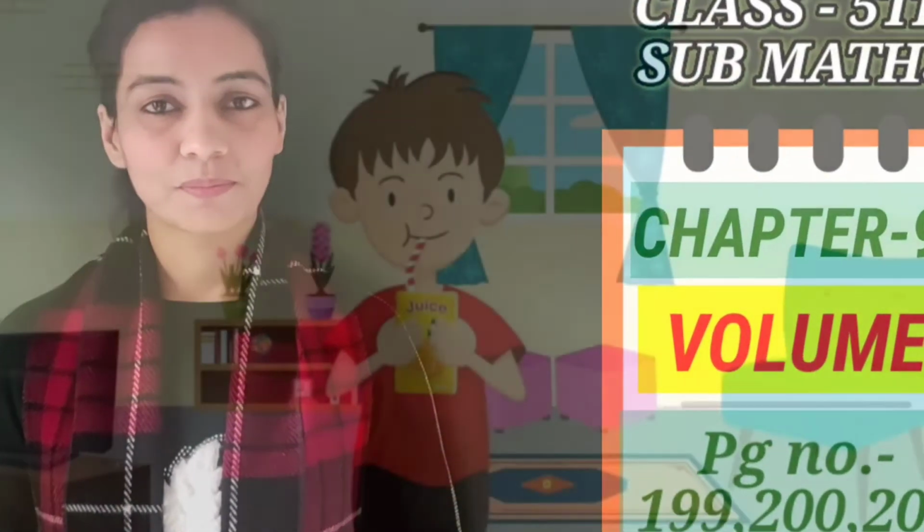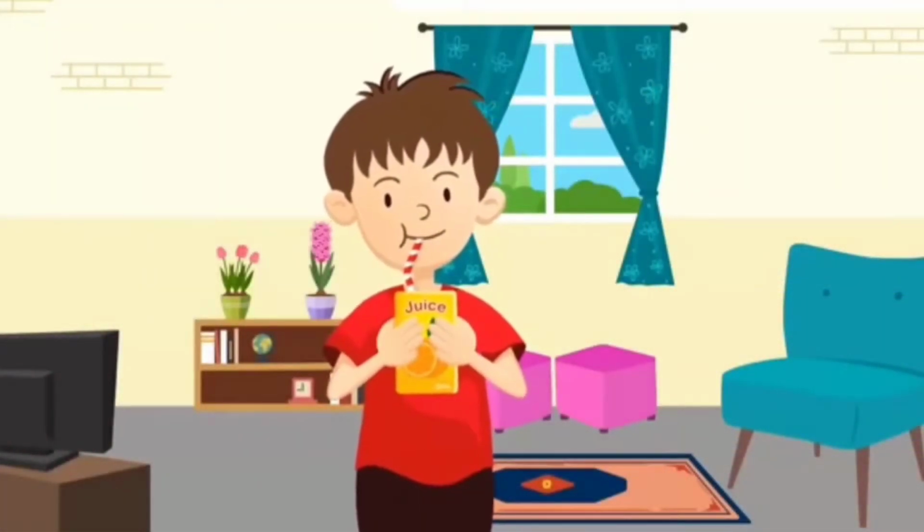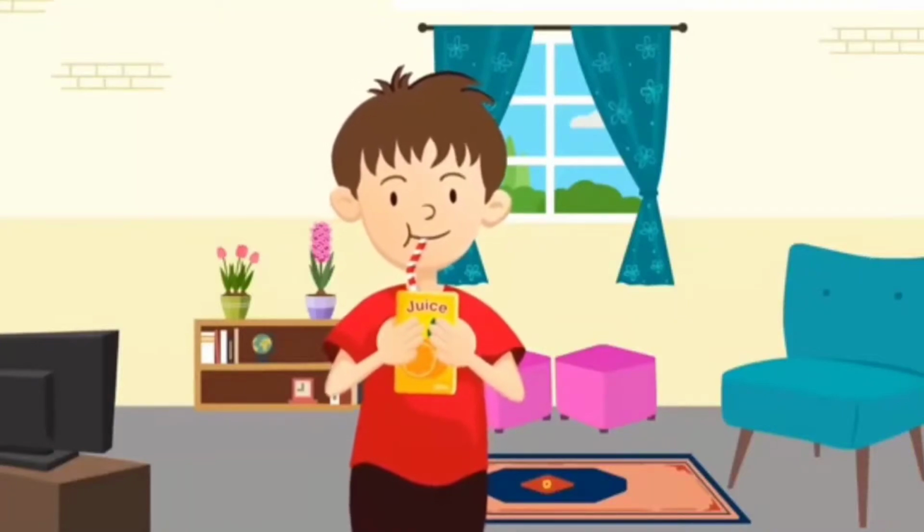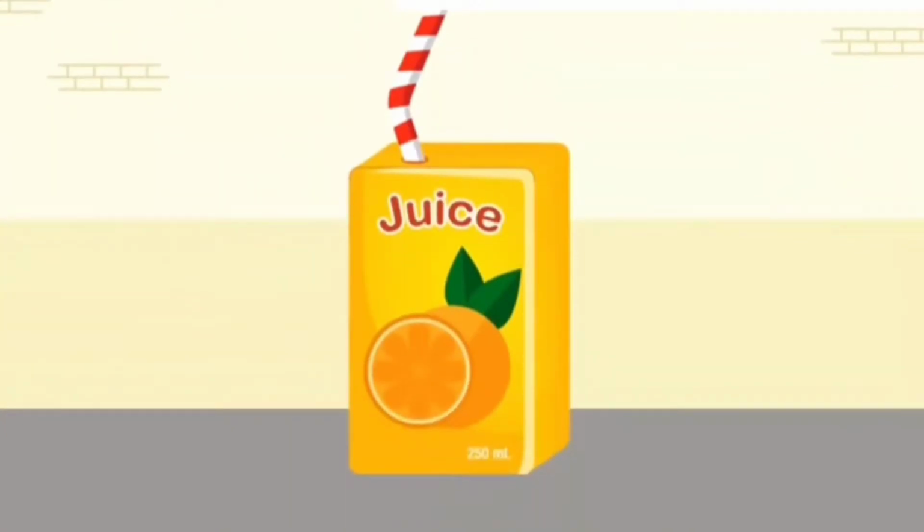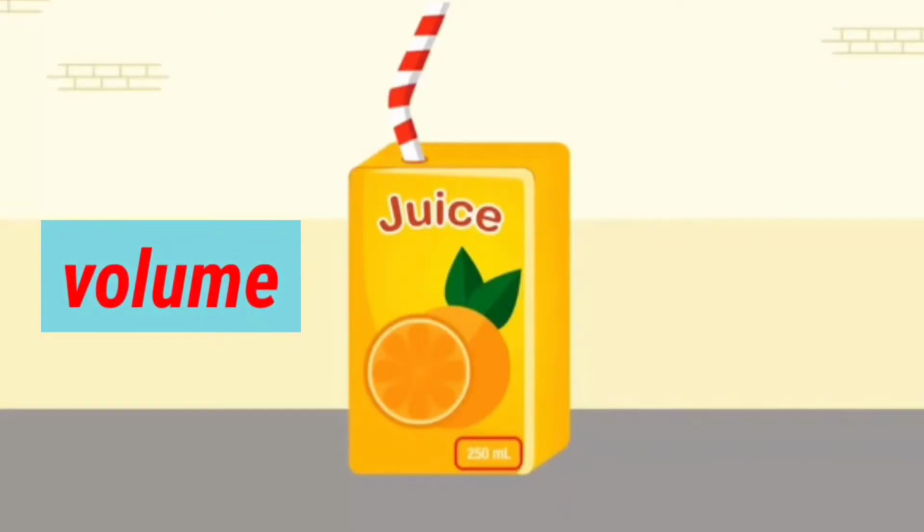So let's begin. Dear students, we all love having juice in summers, but do you know what it means when it says that a box contains 250 milliliters of juice? This means that the juice box has a space to hold exactly 250 milliliters of juice. This amount of space or the capacity is called the volume of the juice box.